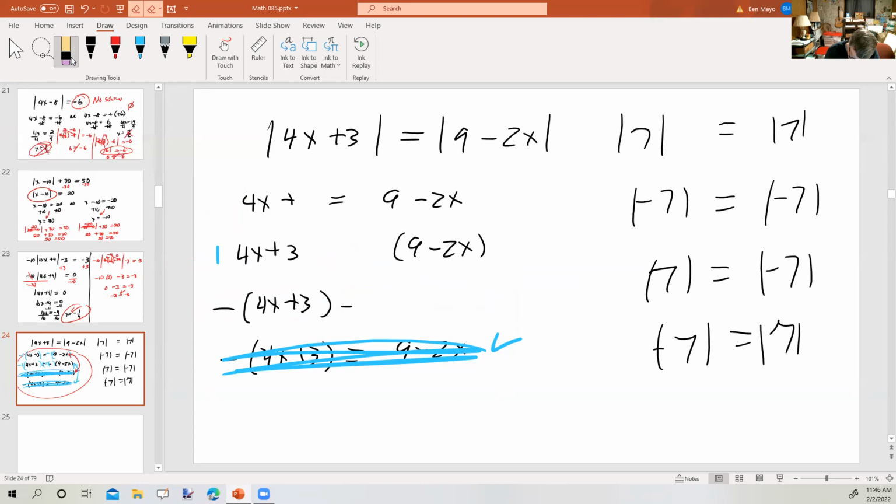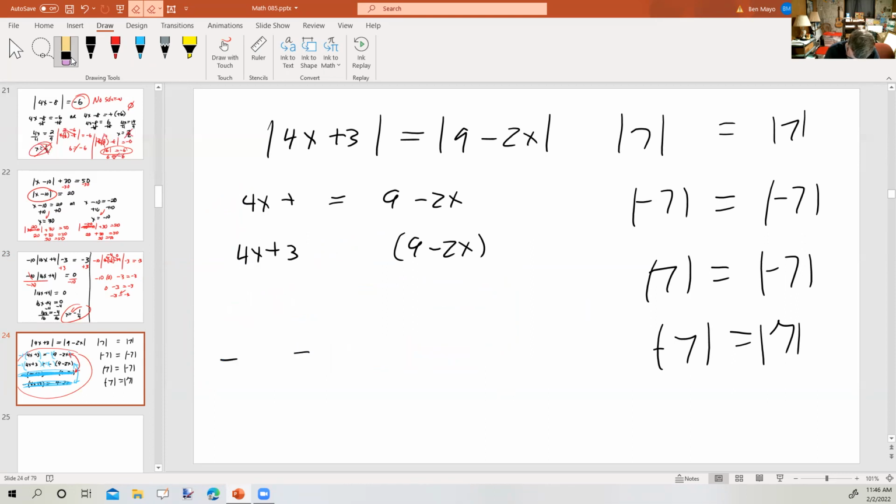Oops, I erased more than I wanted to there. I'll have to fix it. Basically, we have the same two scenarios we had before. What's inside equals what's inside, or what's inside equals the opposite of what's inside, okay? Because the other two equations are redundant, the same as what we have here.